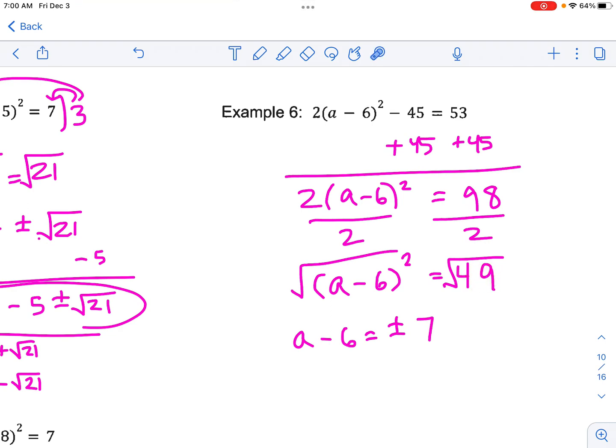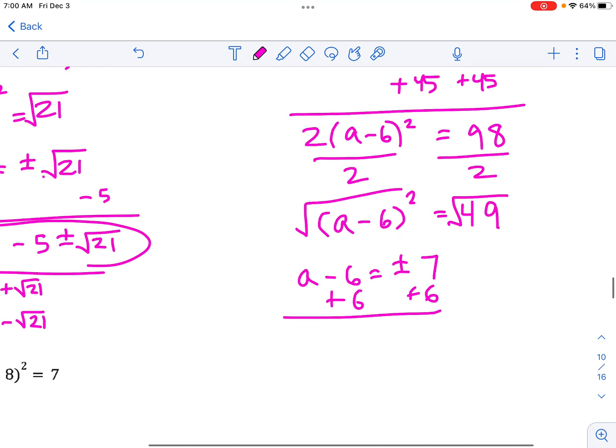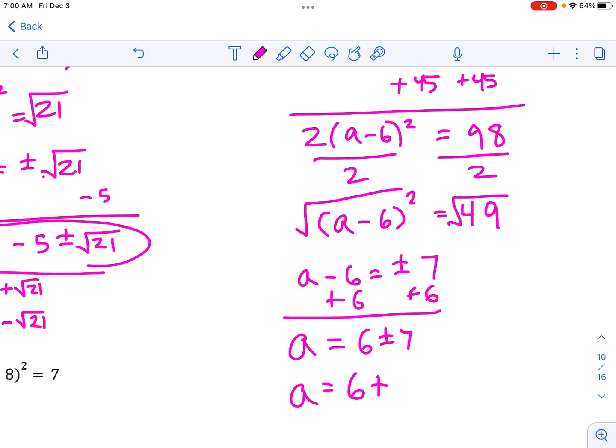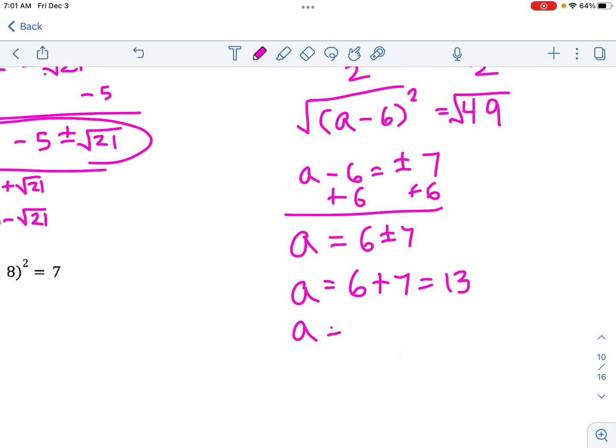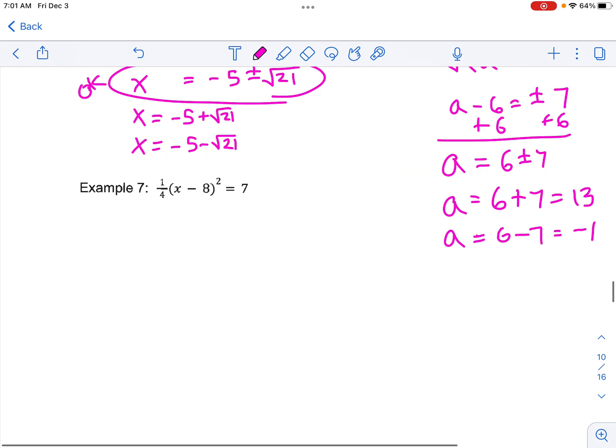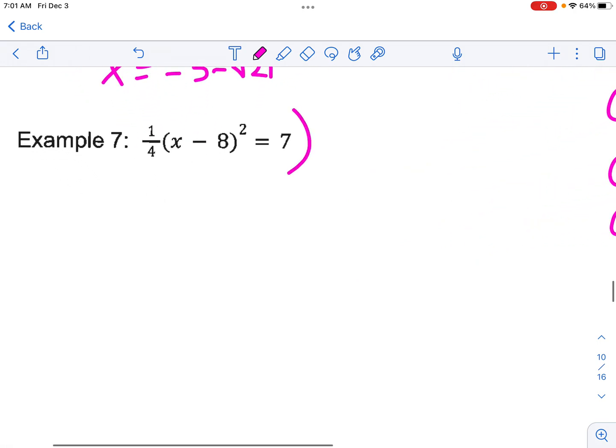And since we had a perfect square right here, we can go ahead and get numeric answers for this by adding 6 to both sides. And so we get a equals 6 plus or minus 7, but really we should figure out what that is. 6 plus 7 is 13, and 6 minus 7 is negative 1. So those are the 2 answers.